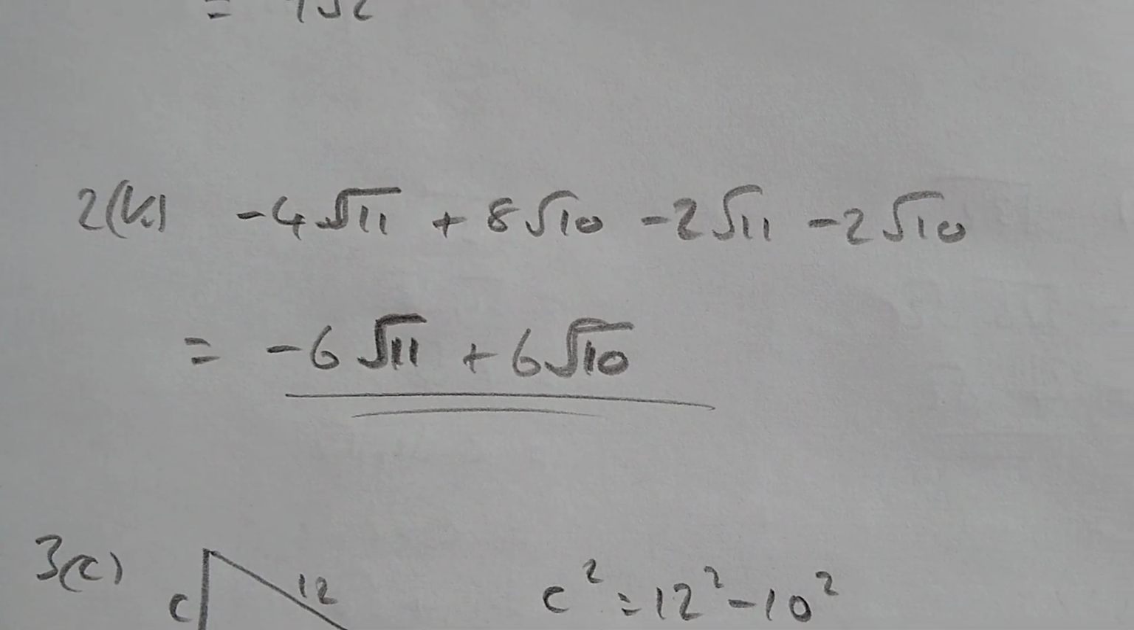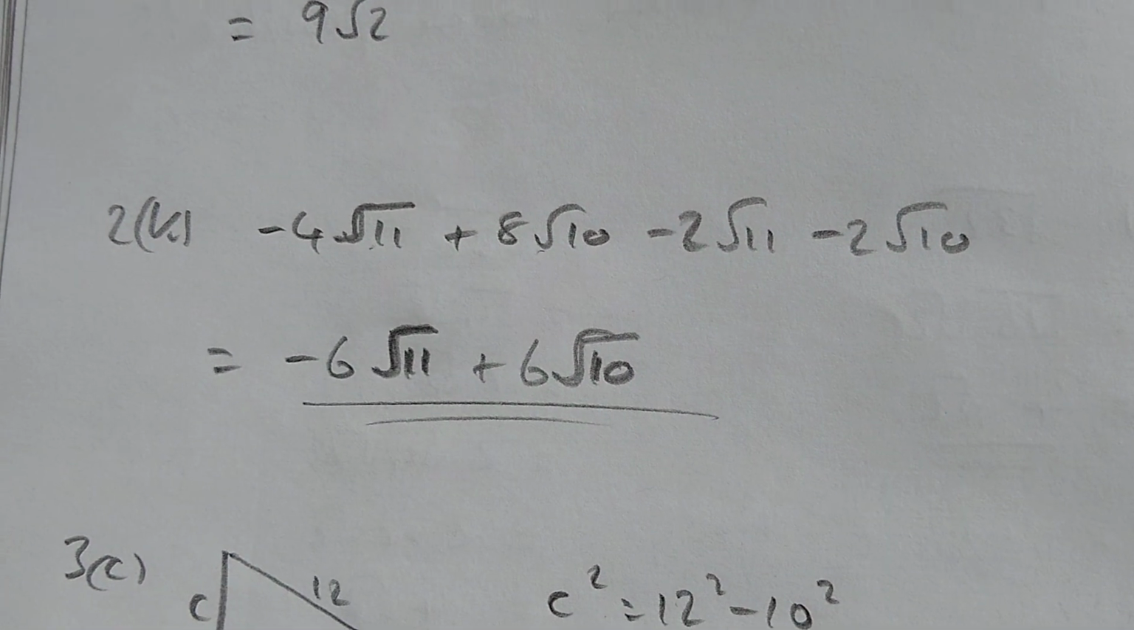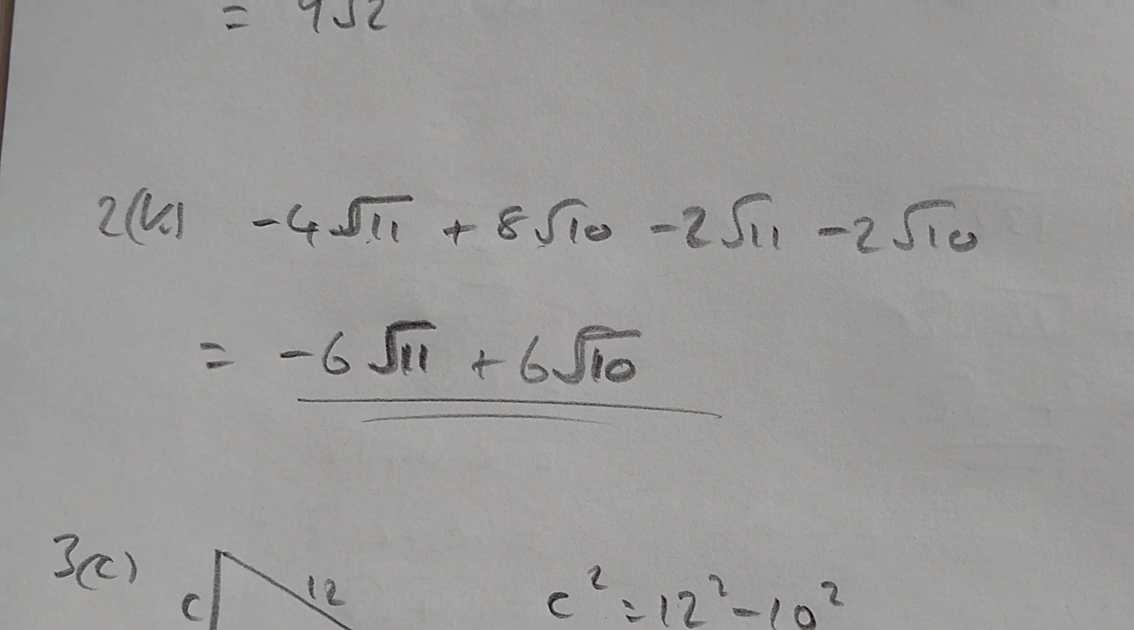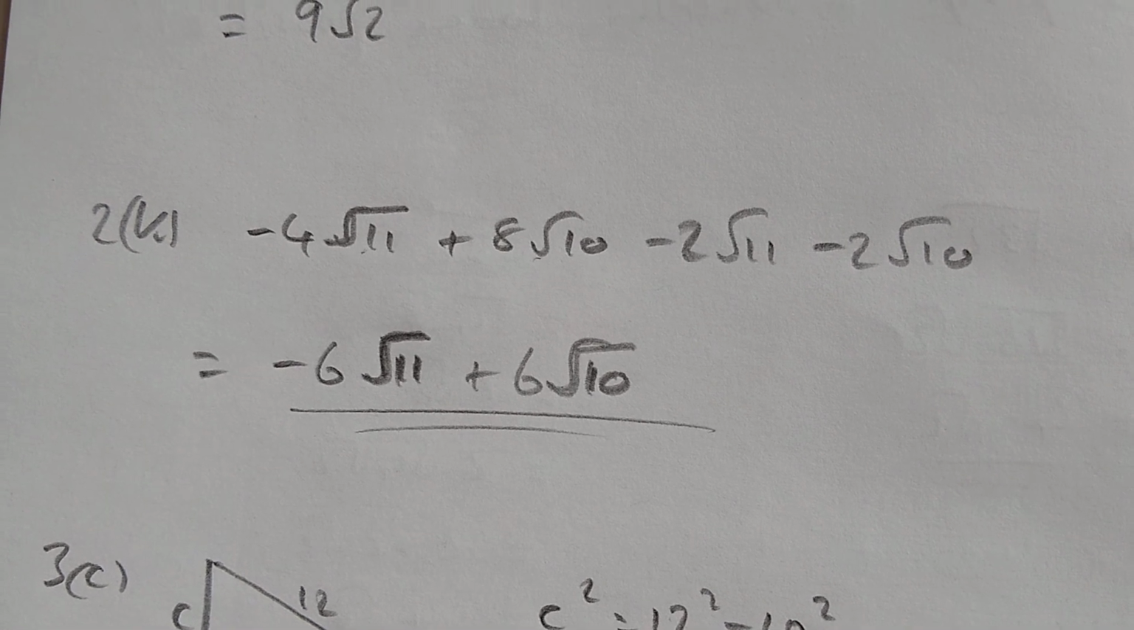2K, with different roots, we cannot add together root 11 plus root 10. Well, we can add them, but we don't get something nice. We just get root 11 plus root 10. So it does not become something like root 21.